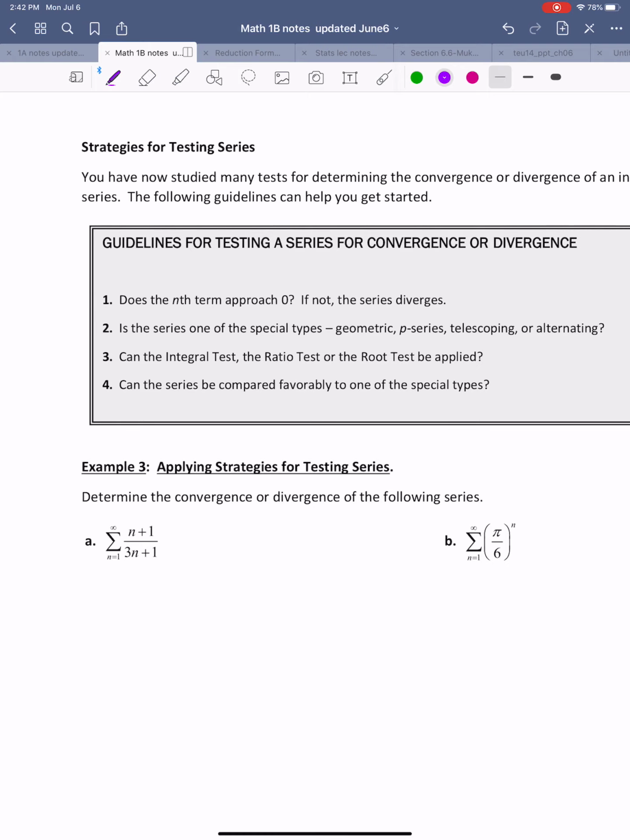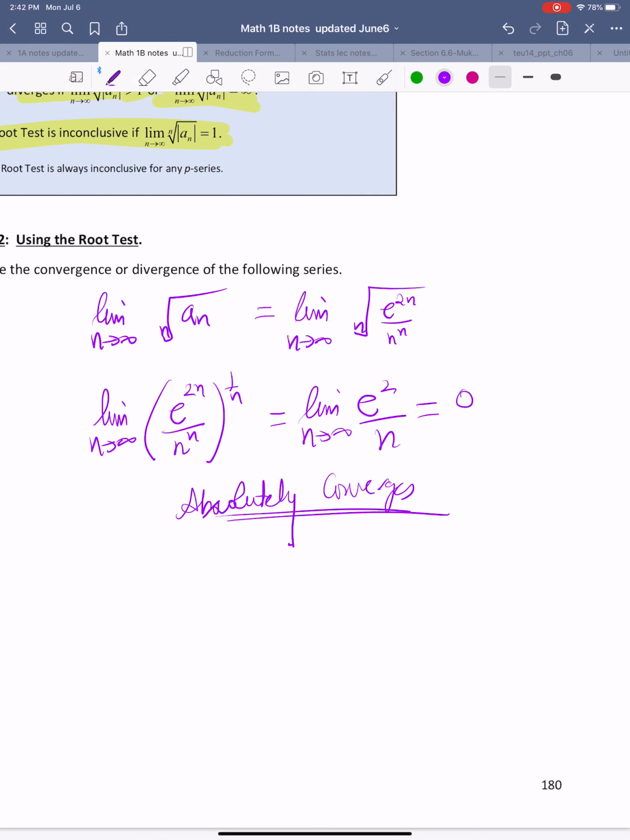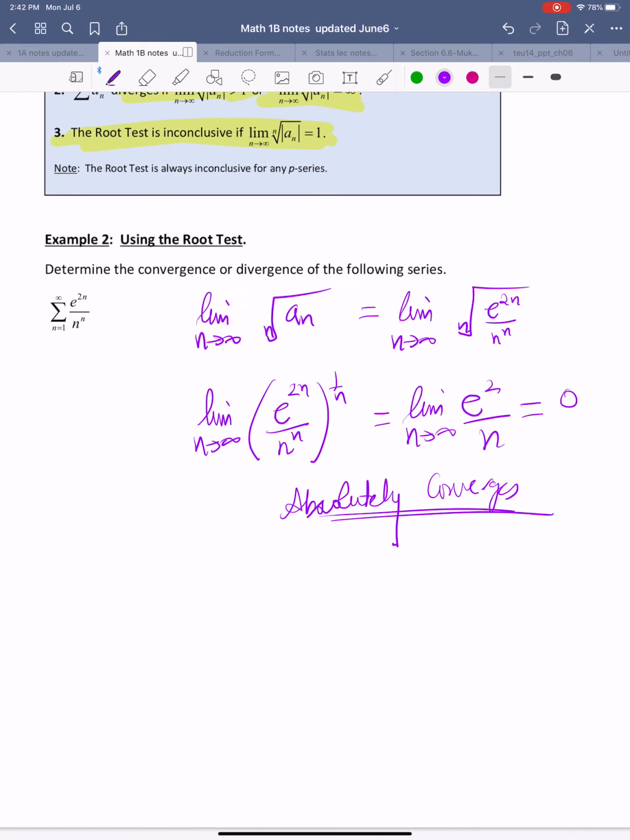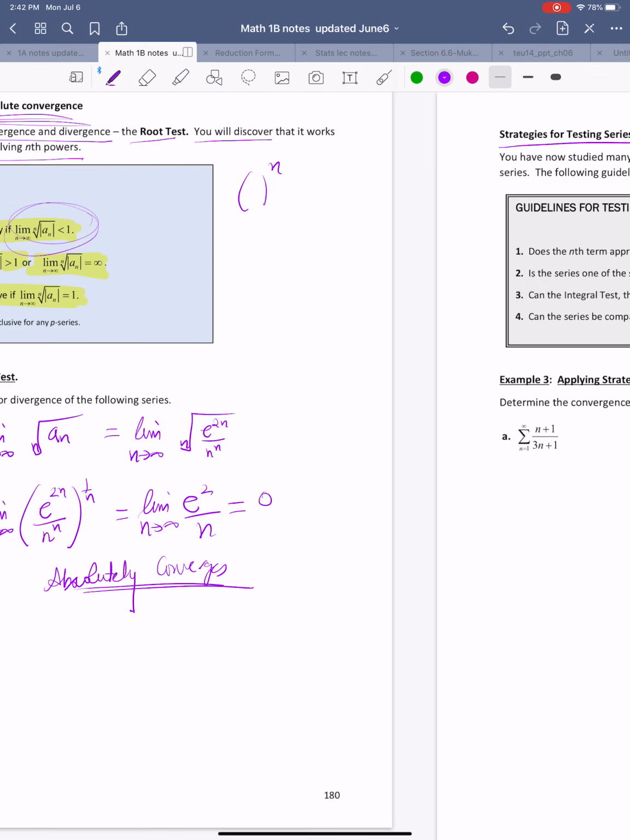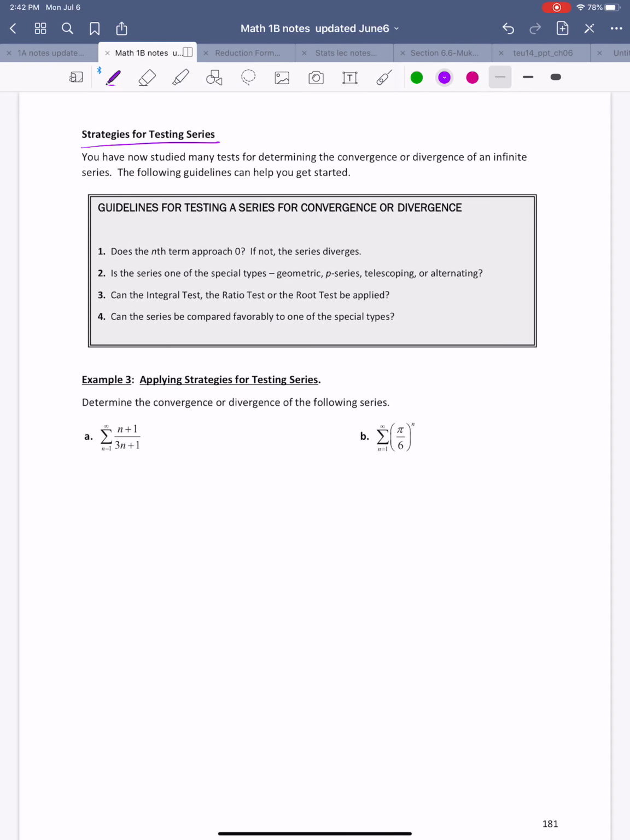Okay, here's another example, strategies for testing series. Are there any more examples of the root test? No, that was it, but I would add a few more examples for the root test. But you get the hang of it. Let's see strategies for testing series.